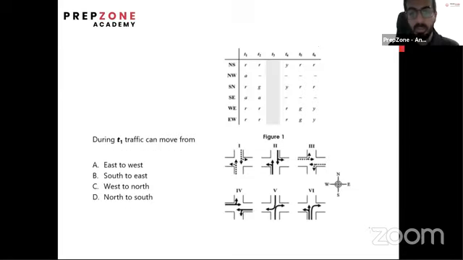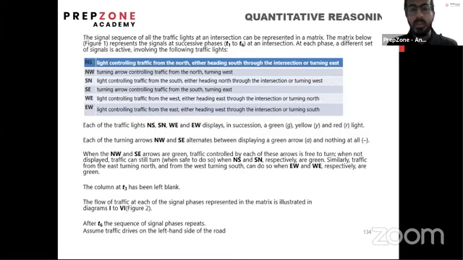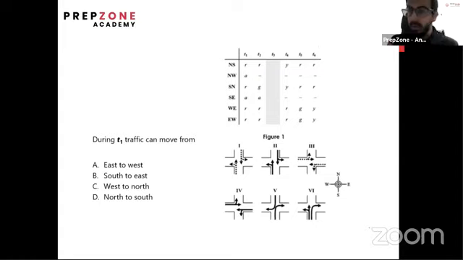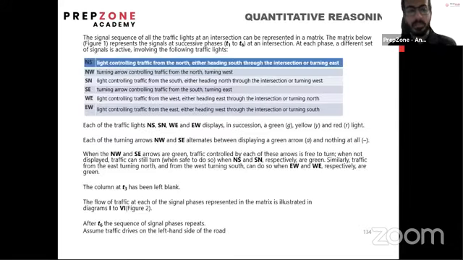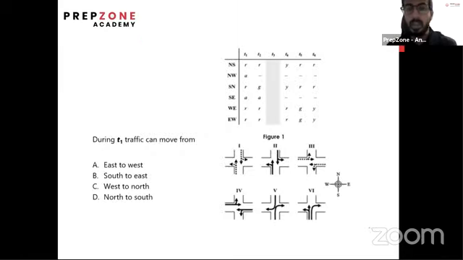So similarly, the question over here says T1 traffic can move from. So what does T1 to T6 mean? These are signal succession phases from T1 to T6. So if you look at the top graph, horizontally it says T1 to T6. Vertically, column-wise, it says the different traffic lights and where can they move, right? So if T1 is allowed to move, NW and SE are green arrows, all the others are red, right?